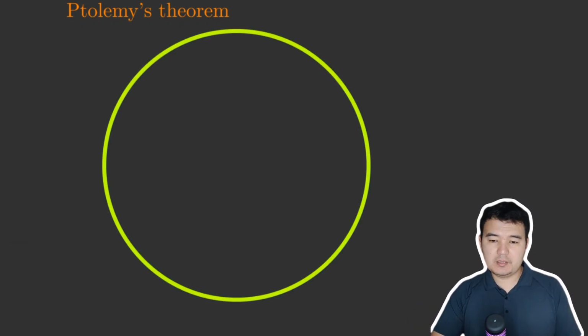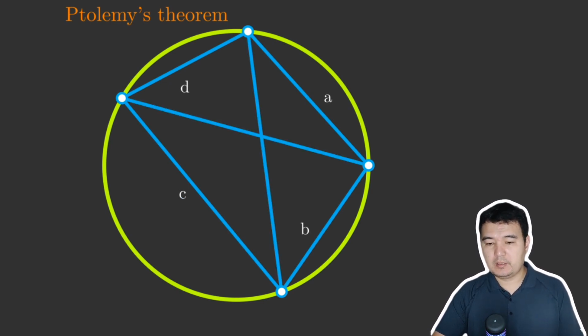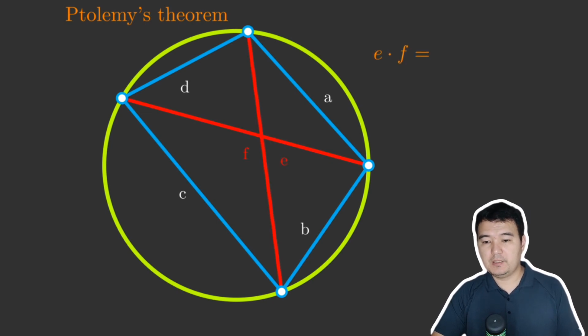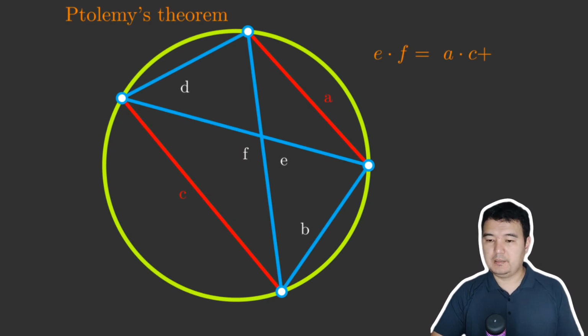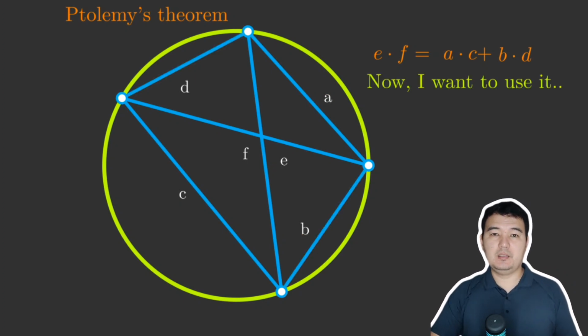The theorem is: when you are given a quadrilateral inscribed inside a circle with the side lengths A, B, C, D and two diagonals with the lengths E and F, the product of the diagonals EF is equal to the sum of the products of opposite sides, AC plus BD. So this is Ptolemy's theorem. We want to use this theorem in the solution of our problem.